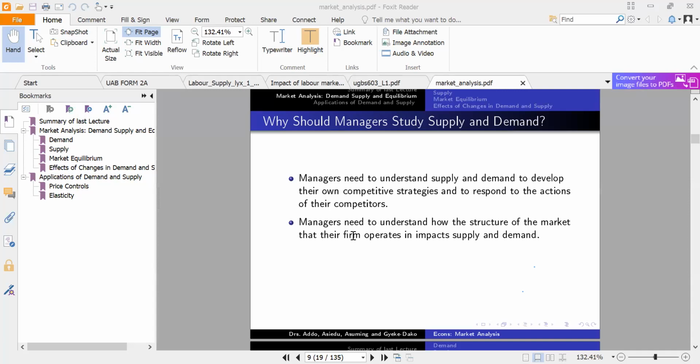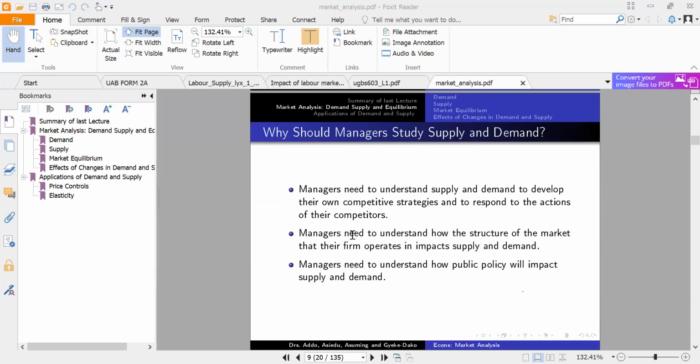Okay, so managers need to understand, you are an insurance company, you are a bank, how different? What is the nature of that market? Are there a lot of firms that customers can easily move to? That should influence how you behave. So managers need to understand how the structure of the market that their firm operates in impacts supply and demand.